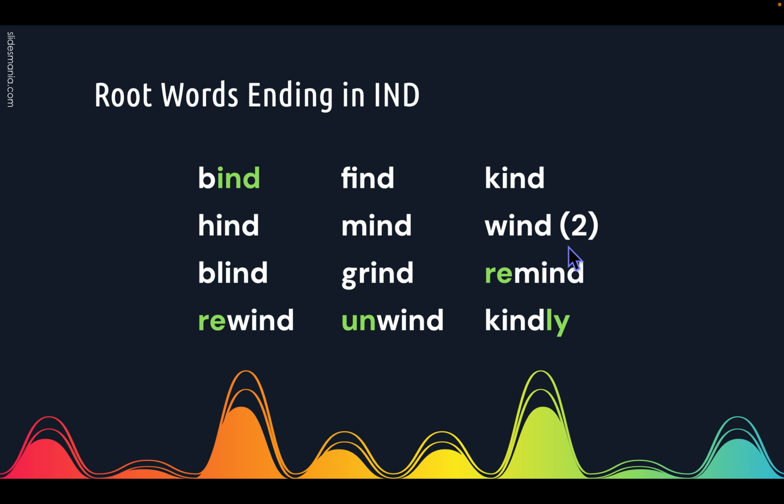The verb is wind, like winding up a toy. The noun is wind. Blind, grind. We can even add a prefix. Remind, rewind, unwind. The root is going to have the IND sound even though we've added a suffix. So this suffix ly will not change the sound of the I. Kindly.